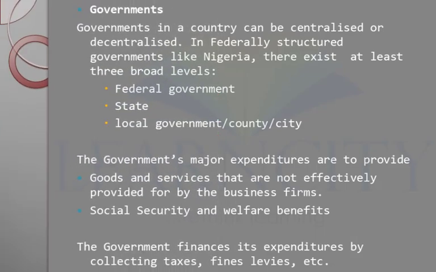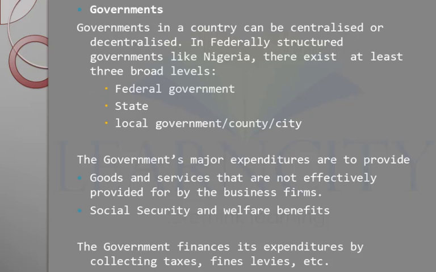Now let's see government. Let's see how government comes into this circle. Originally, government was not considered to be a major player in the economy by the classicalists, but then because of macroeconomics and the analysis done by Keynes, government has been adopted into the circular flow, right? So the government in every country can be centralized or decentralized. In federally structured governments like Nigeria and the US, there exist at least three broad levels: the federal government, state government, and the local government, or you can call them the county or even the cities.